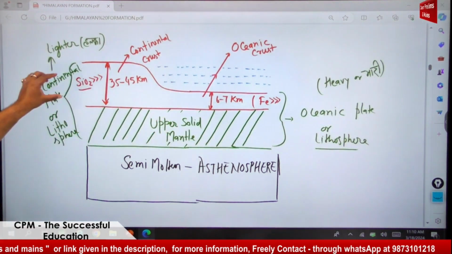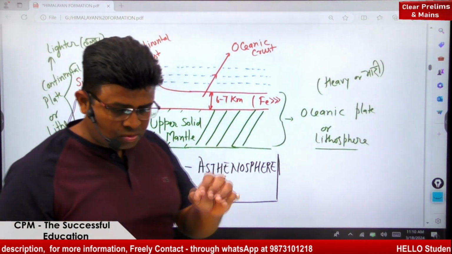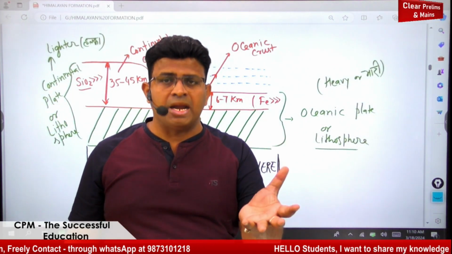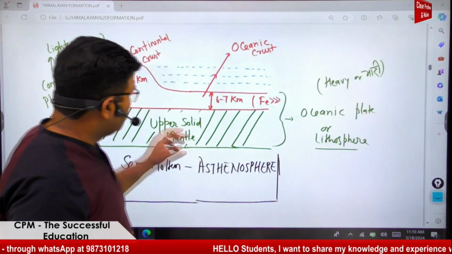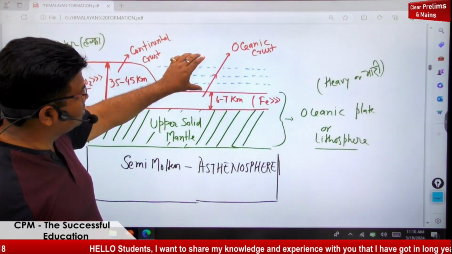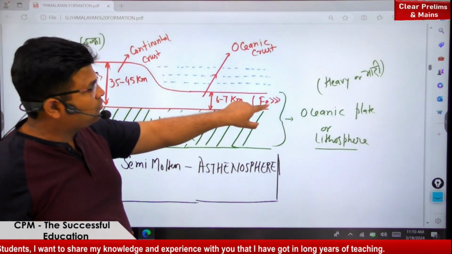Now we have to understand this continental crust on which we are standing. The continental crust on which we are standing is made up of silica, like I said, you can say sand. And the oceanic crust, which I said is 6 to 7 kilometers thick, on which oceanic water is overloaded, is made up of more iron.